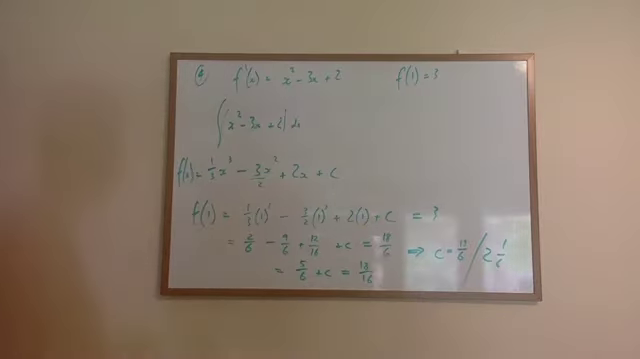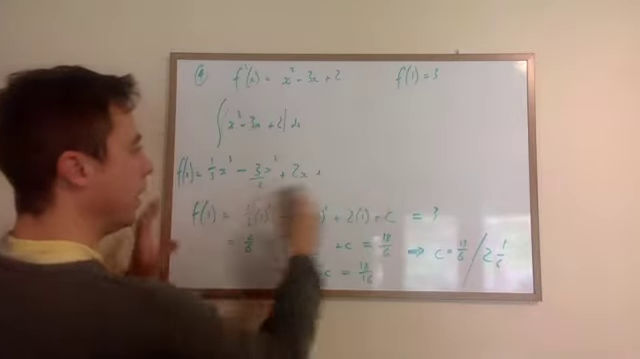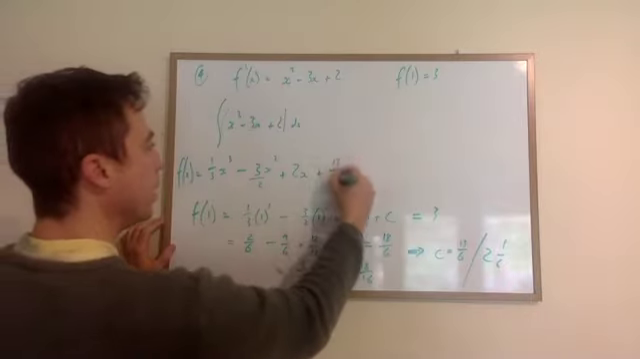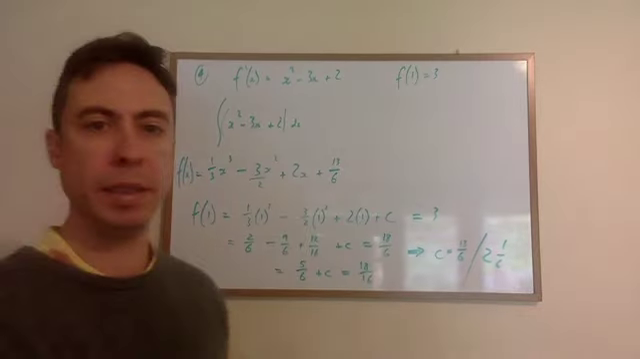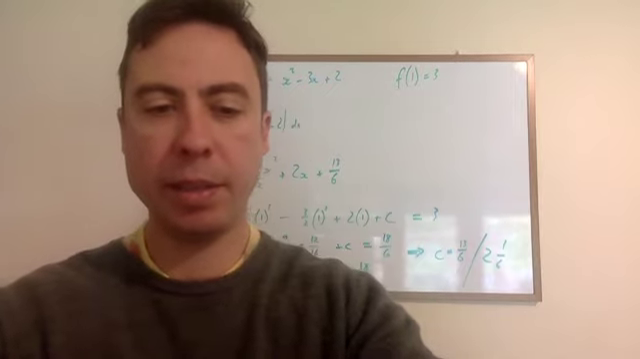Right? So now you know the whole function. You come back in here and say that c value is plus 13/6. Okay. So nice question. Make sure you can do that.